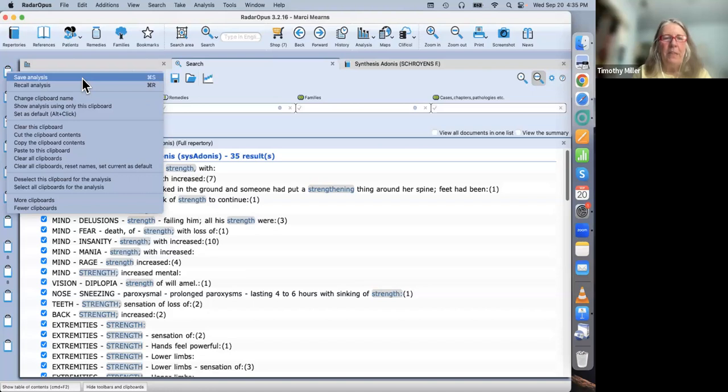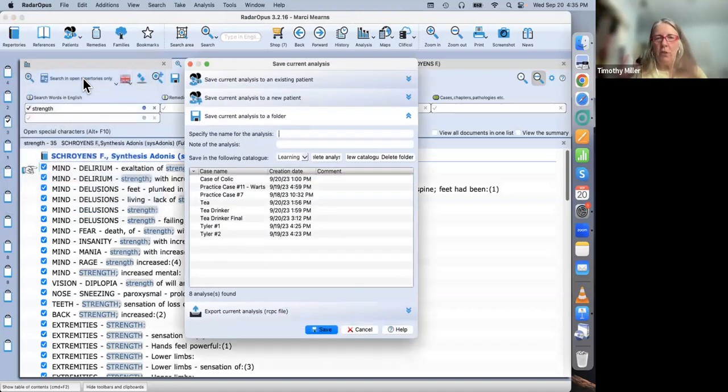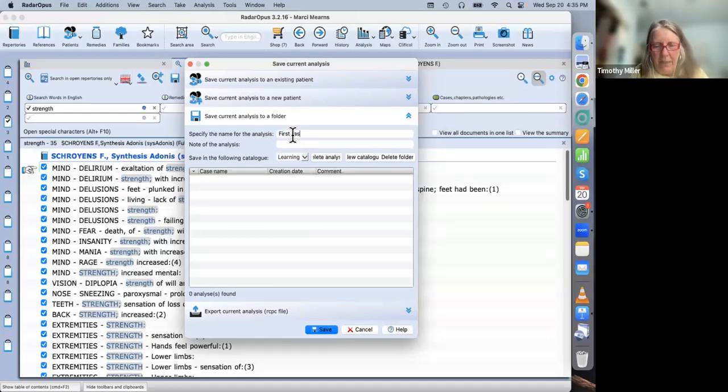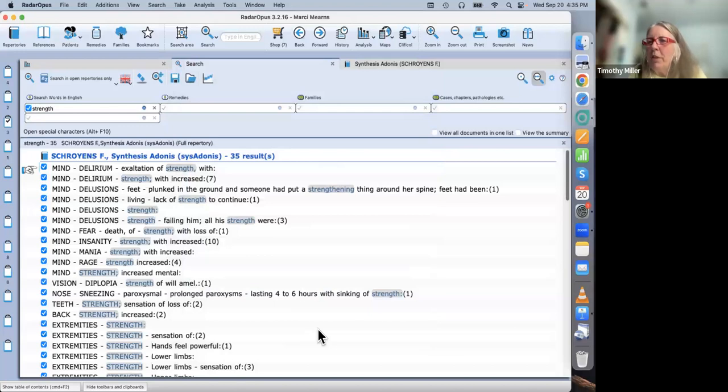Now, what's that going to do? It's going to take all of the clipboards and all the rubrics that I have, and it's going to open up this Save Analysis window. Save current analysis to a folder. Well, I happen to have it in a folder that I've called Learning Cases or something. And so I'm going to put the patient's first name, the patient's last name. I'm going to put today's date, 9/20/23, and I'm going to put Belladonna or what have you, and I'm just going to save. Now that case will be there for eternity.